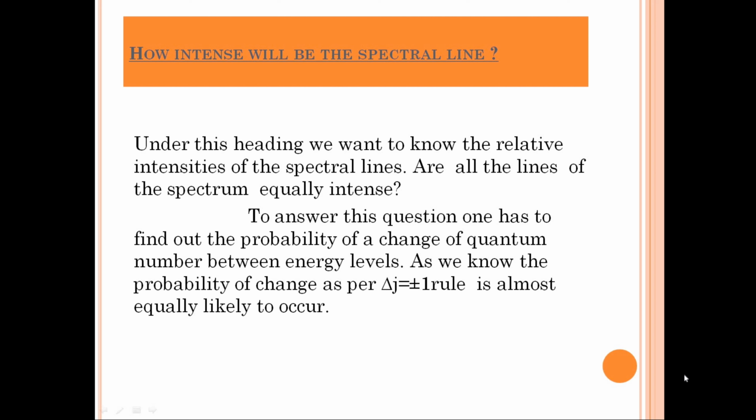Actually, to answer this question, one has to find out the probability. Probability is the term that we discuss only in quantum mechanics. So here probability helps us find out this variation in intensity of the spectral line. Basically there should not be any variation, they are all equally probable. But what is the reason that all lines have different intensities? As we know, the probability of change as per the delta J equal to plus minus 1 rule is almost equally likely to occur.